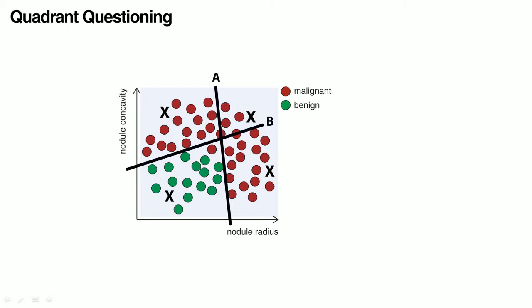And given a new data point, let's say we have a point in this benign quadrant over here, this allows us to ask the model a set of questions in order to arrive at a classification for this point.